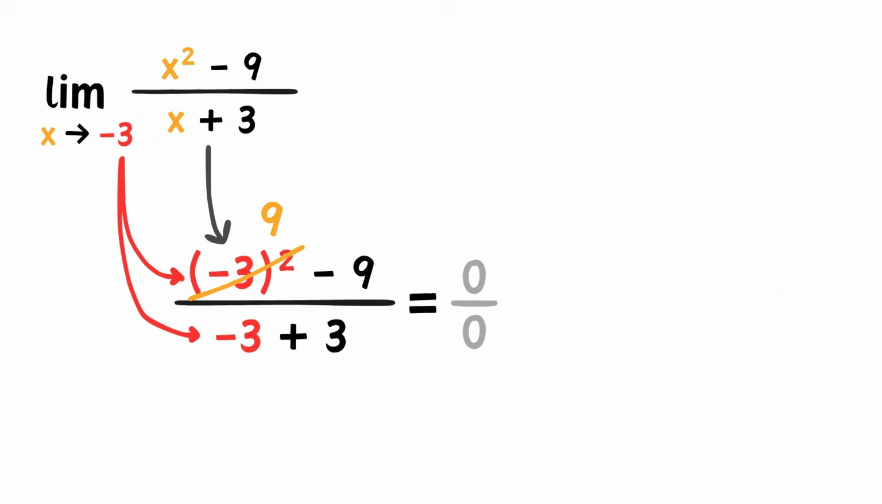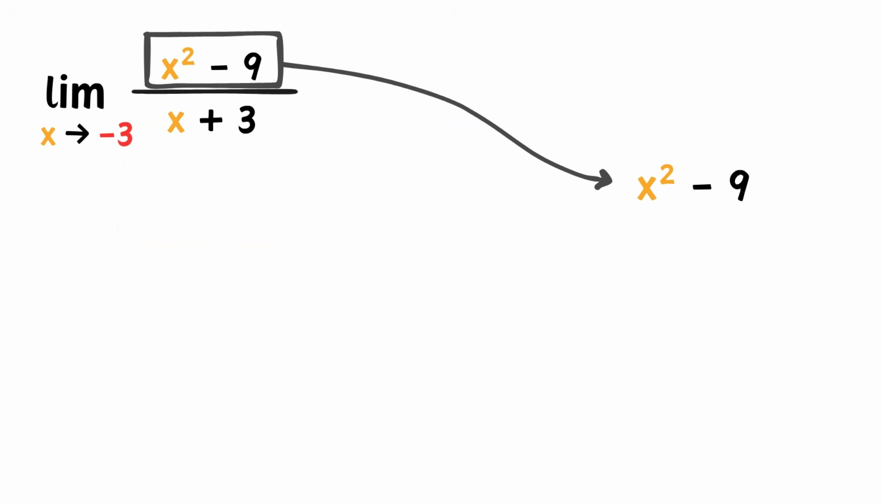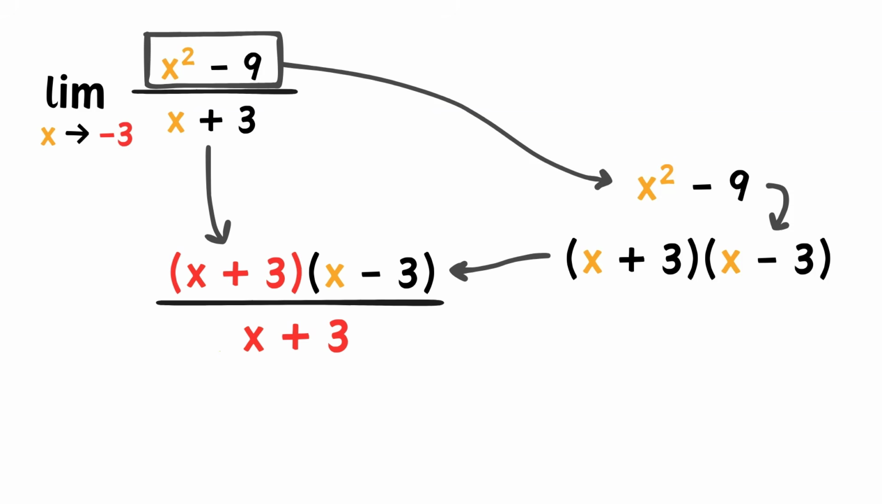Alright, what is the limit of x squared minus 9 over x plus 3? Well, if we directly substitute, we get 0 over 0. So let's try some algebraic manipulation. We know that x squared minus 9 is a perfect square, so it can be factored as x plus 3 times x minus 3. If we use this, now we see that the x plus 3's in the numerator and in the denominator cancel out, leaving us with x minus 3.